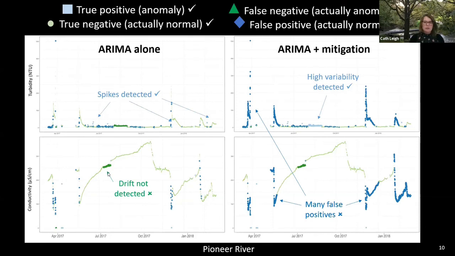So we're finding ARIMA alone wasn't able to detect some of those more nuanced anomalies, including drift, which wasn't detected here by either method. And we also found with ARIMA and mitigation that although we were able to detect some nice anomalies that ARIMA alone couldn't, we were getting a much higher false positive rate.